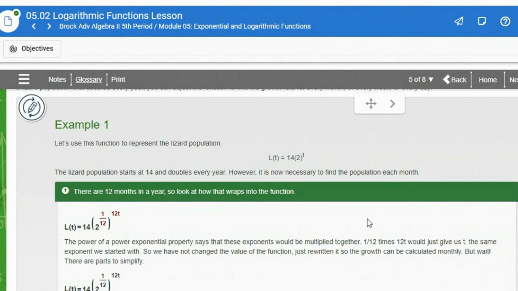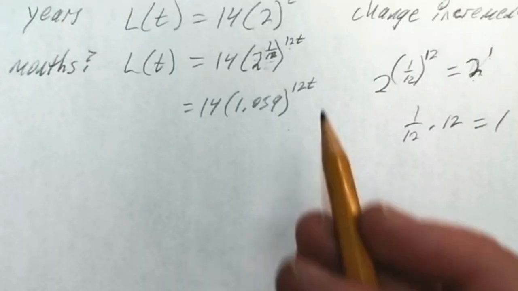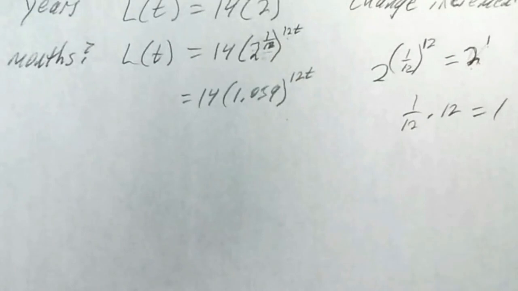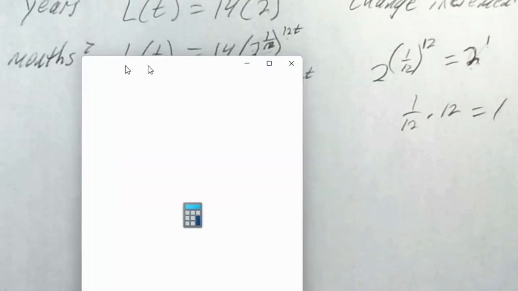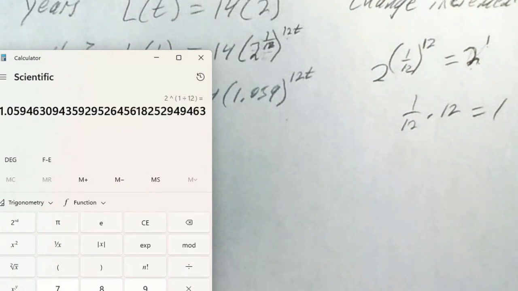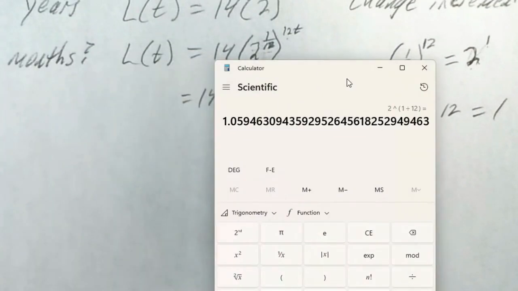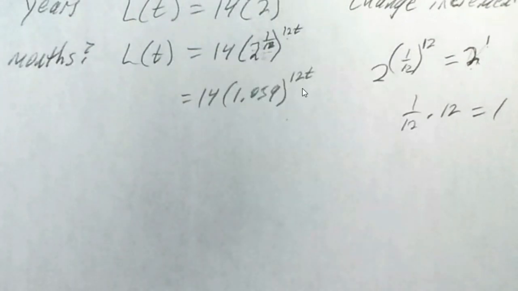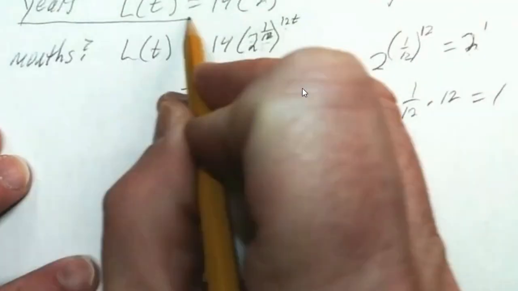We'll write that in our notes there. So 2 to the 1/12th power is the 12th root of 2. And we can actually put that up on here. Figure out what 2 raised to the power of parentheses 1 divided by 12 is: 1.059. So this right up here will give you every year.